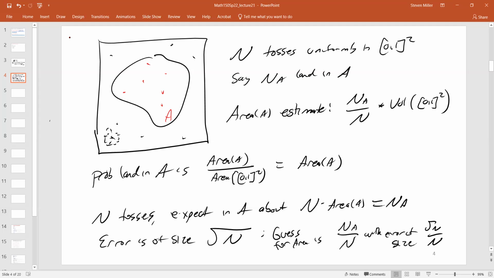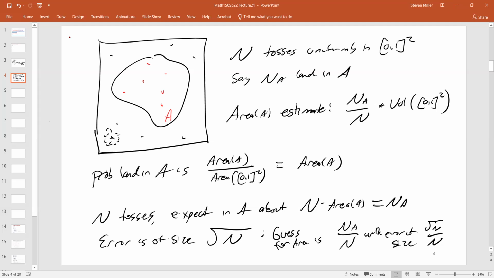As n gets large, what does square root of n over n go to? 0. And so this should converge to the area of A. As we take more and more points, this is going to converge to the area of A. The place where you use some advanced probability and advanced analysis is to say that the error is of size square root of n. This is the central limit theorem. And this is what makes the whole method work.